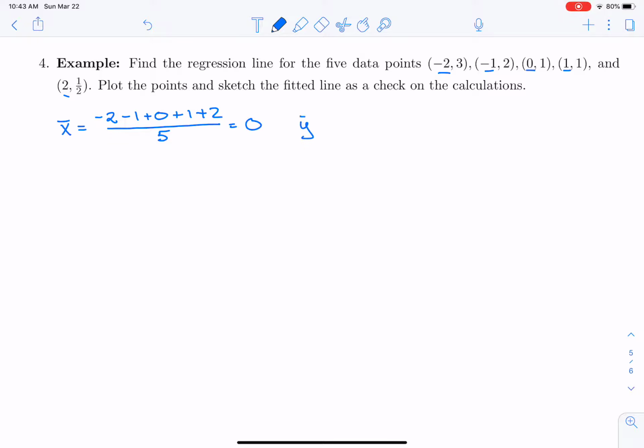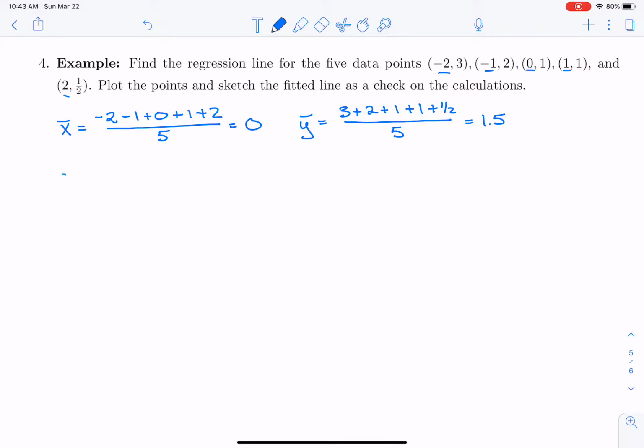Now we want to average the y points. So we're going to average 3 + 2 + 1 + 1 + a half. We're going to divide that by 5, and we get 1½ when we average those points.